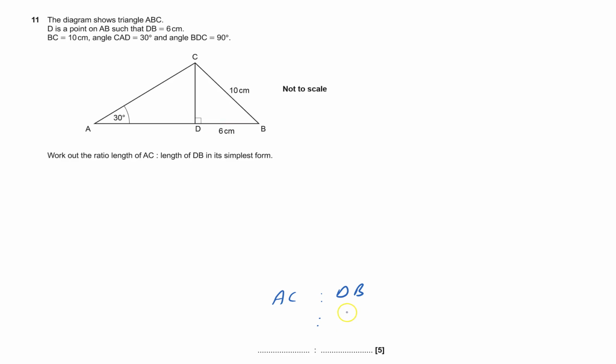Well, DB I know is 6, so all I have to do is work out what AC is. I don't know enough from this triangle here, so I'm going to have to use this triangle. I've noticed that this must be 8 centimeters, because it's just an enlargement of a 3, 4, 5 triangle. In fact, it's doubled up to a 6, 8, 10 triangle. If you didn't see that, you'd have to use Pythagoras.